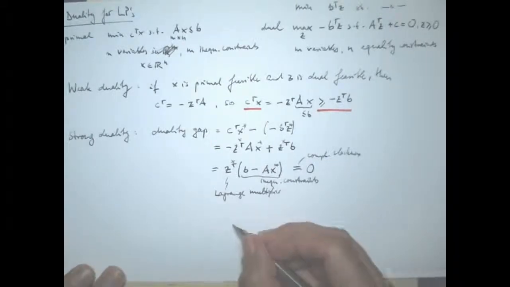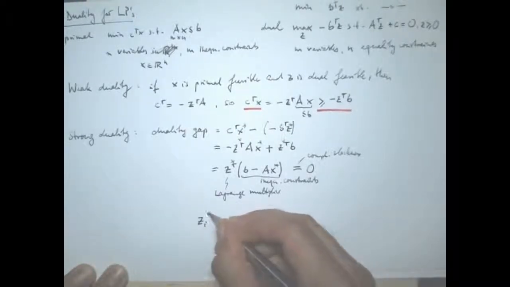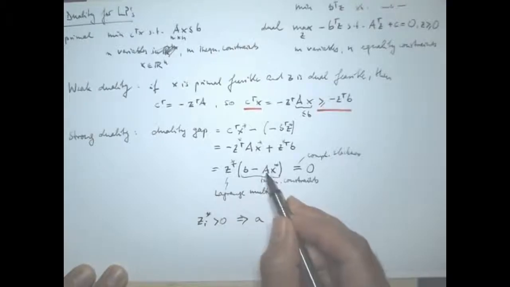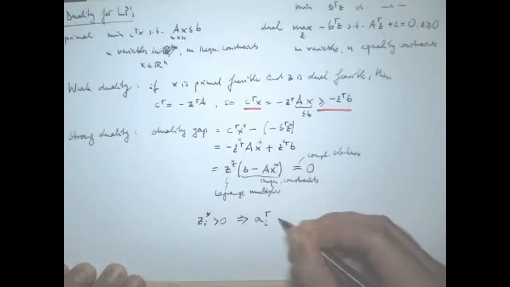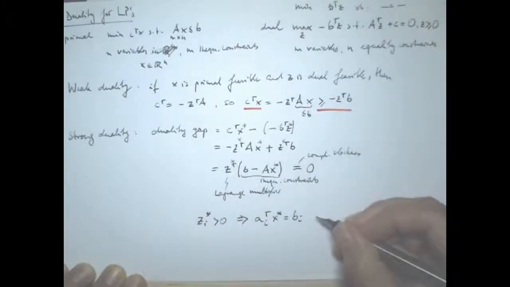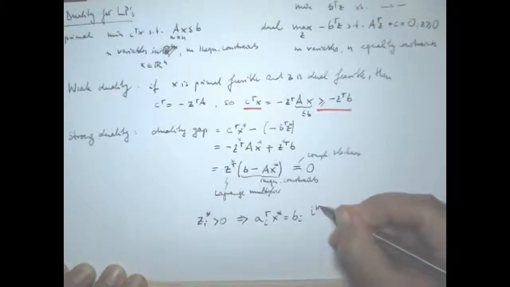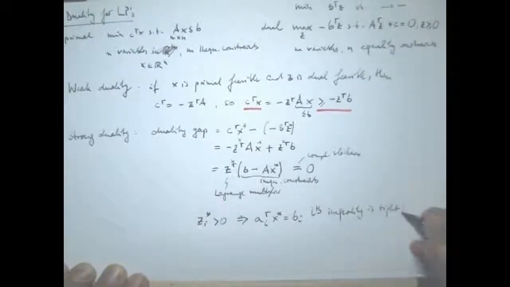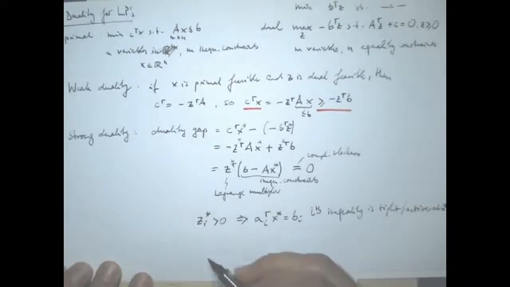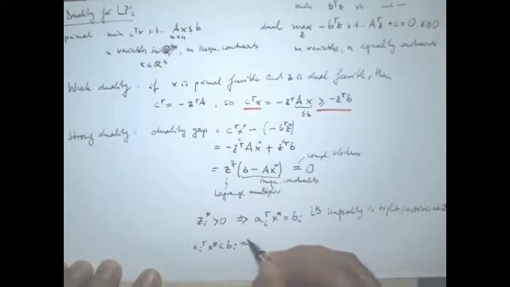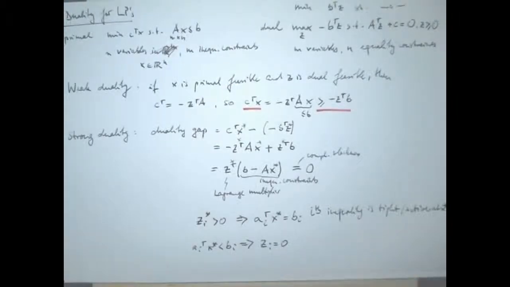And as before, I can say that if Zi star is larger than 0, then necessarily the second term must be 0. So Ai transpose X star must be Bi. So the ith inequality is tight or is active at the optimum solution, and vice versa. If Ai transpose X star is smaller than Bi, then I know that that Lagrange multiplier is 0.